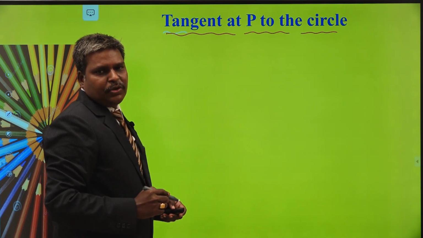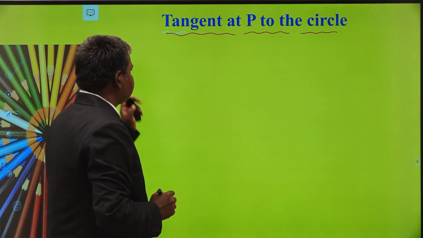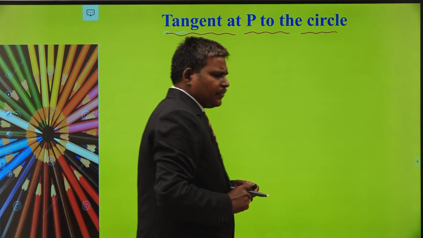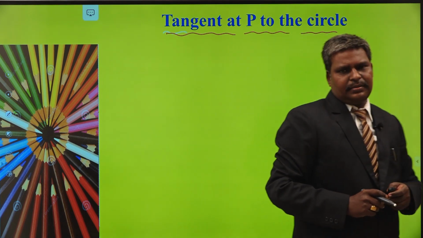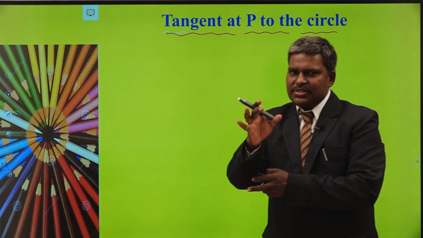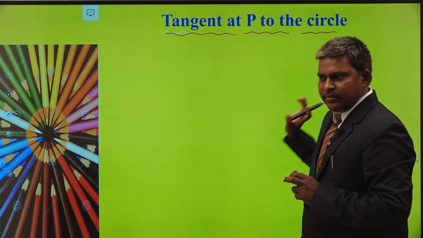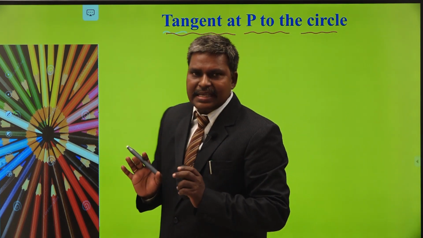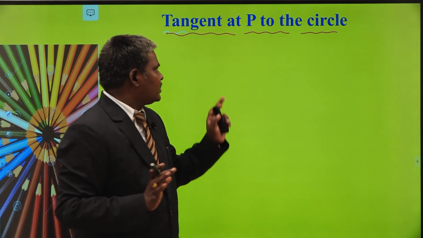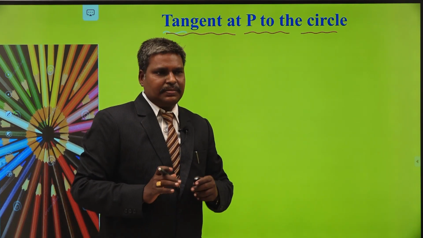Tangent at point P to the circle, let us see. Already we have the definition of secant. When it becomes tangent to the circle, I will explain with the help of the diagram. Listen very, very carefully. This is the turning point to the circles. Tangent.